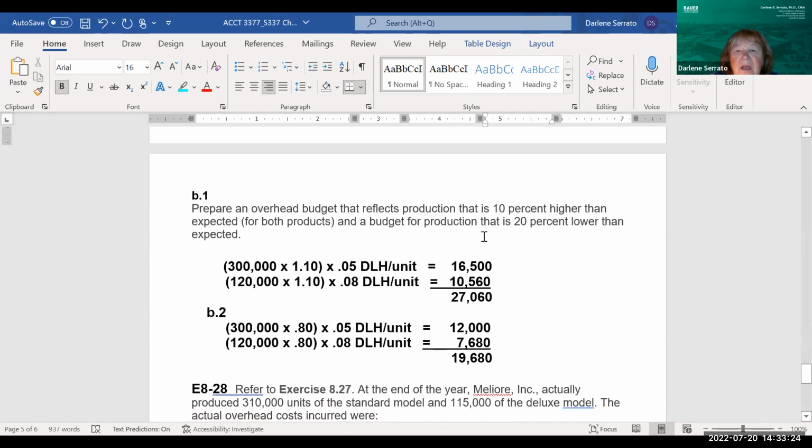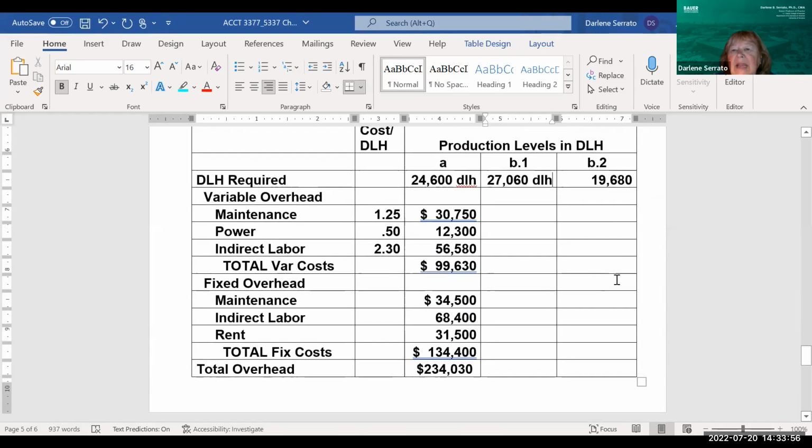Then that is 20% lower. So 100% minus 20% is 80%. So the 300,000 times the 80% times 0.05 gives us 12,000 direct labor hours. 120,000 units times 0.80 times 0.08 gives us 7,680. So the total is 19,680 direct labor hours.